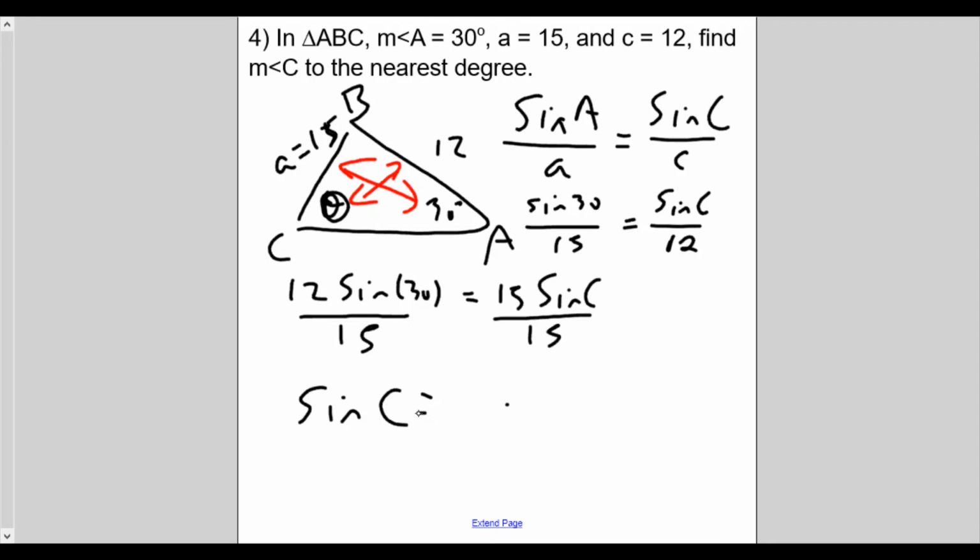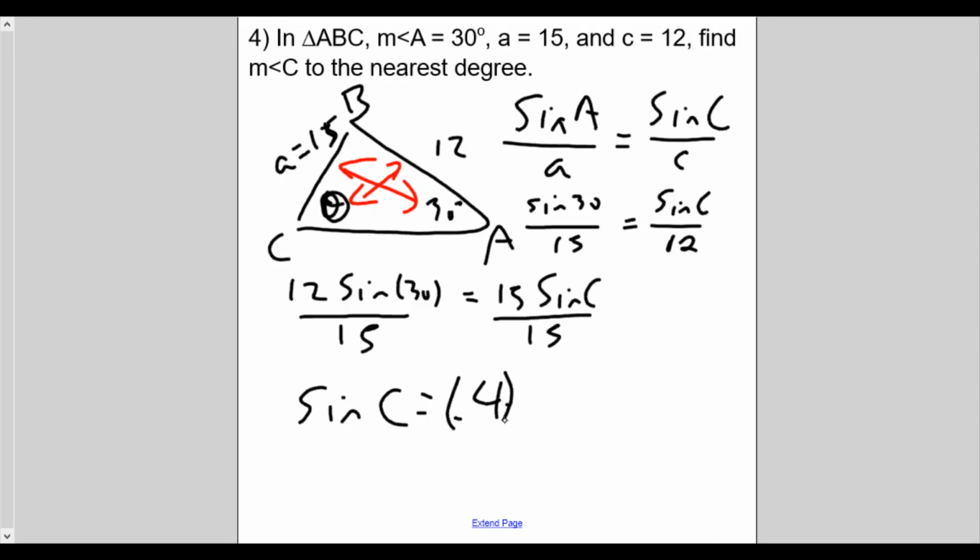So if you get 0.4, it should be okay. But if you don't want to, don't worry about it. You can actually just type in the calculator 12 sine of 30, and then divide by 15. You should get, in this case, 0.4. All right, so 0.4. Now you can leave this in the calculator.